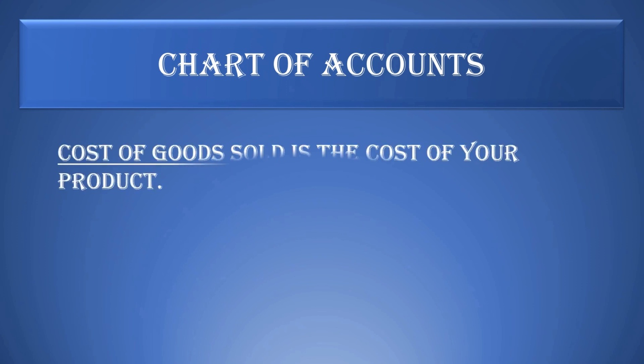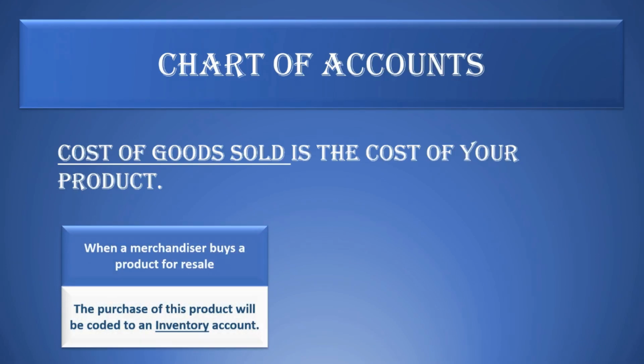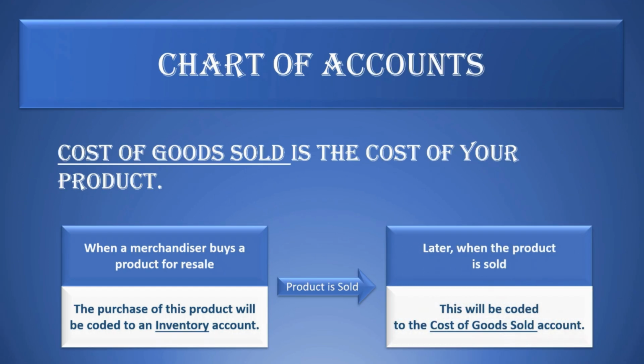And then we have cost of goods sold. It's important to distinguish the cost of goods sold account from expenses. Cost of goods sold is the cost of your product. When a merchandising company purchases a product to sell, they will first code it to the inventory account on their books. Later on, when this product is sold, an entry is used to transfer the associated amount to cost of goods sold account.